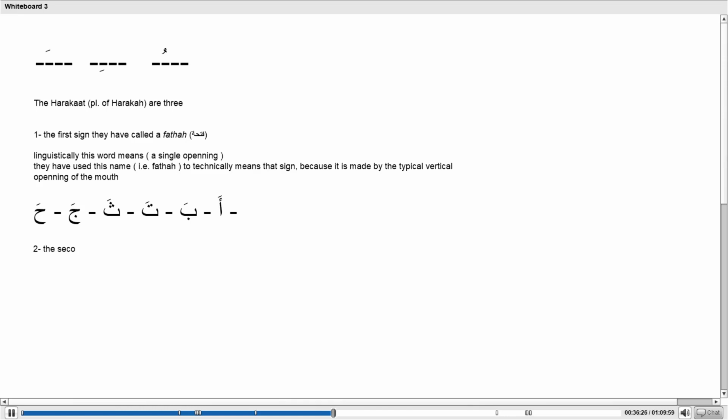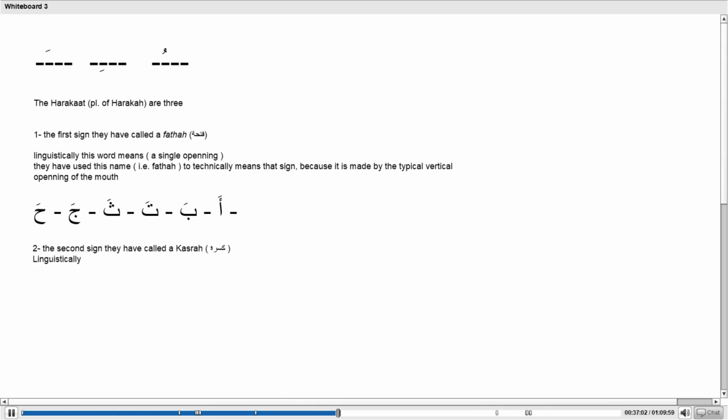The second sign they have called what? Yalla, you know, inshallah. They have called it a kasrah. Kasrah. Kasrah. Okay?